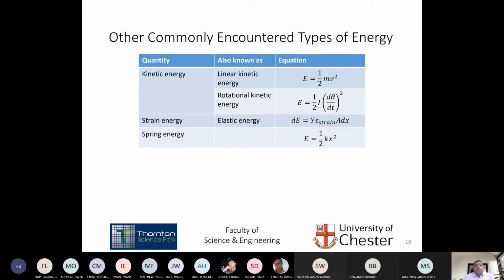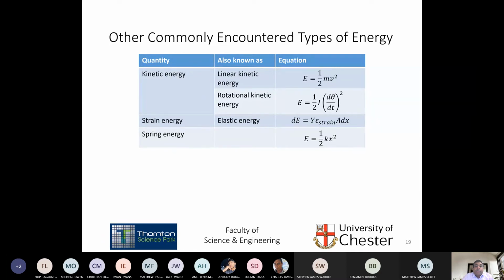We also talked about kinetic energy at level 4. Kinetic energy is when an object has motion. It can be of two types, linear kinetic energy and rotational kinetic energy. If an object is moving with the velocity v, its linear kinetic energy is given as half m v squared. If an object is rotating with an angular velocity omega or d theta dt, then its energy is half I omega squared or half I (d theta dt) squared.